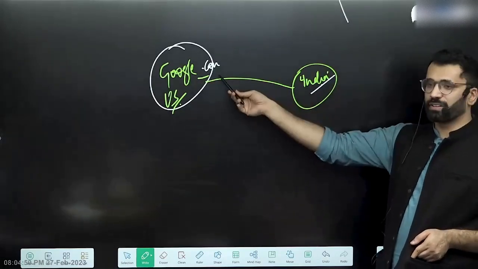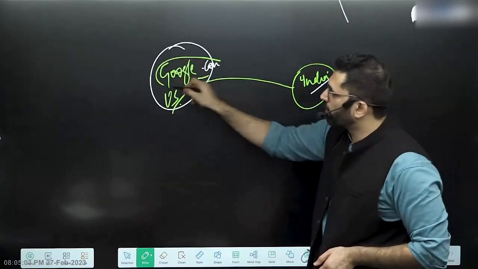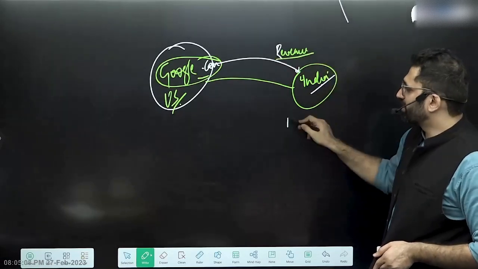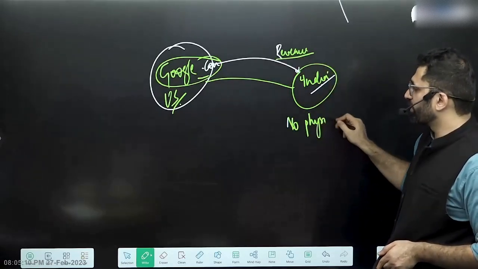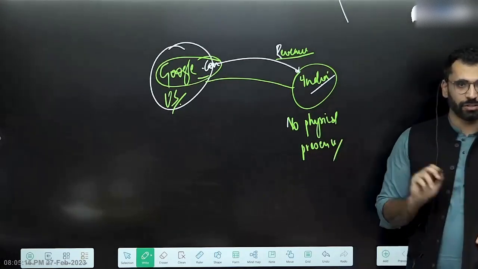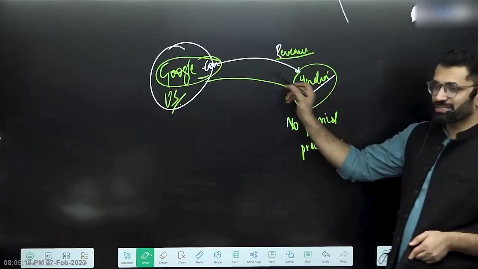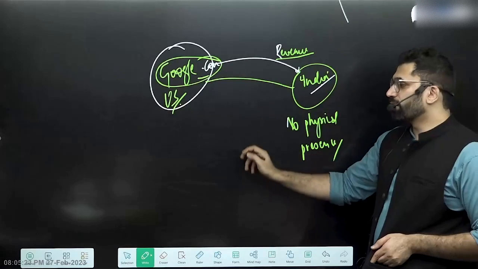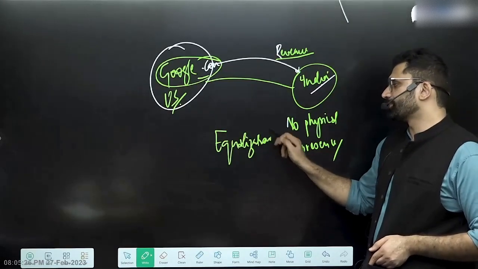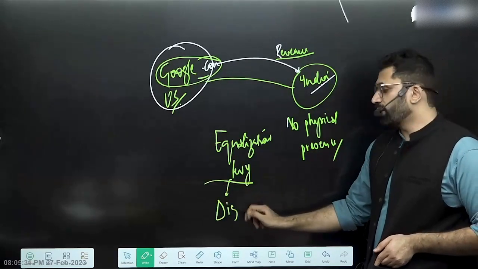For example, they have given certain domain यहाँ पे players to display ads. So therefore google.com is earning revenue from India, but since it has no physical presence, it is not paying any taxes to the Indian authorities. To counter such type of transactions, the government came out with an equalization levy. This is what is called the digital tax.